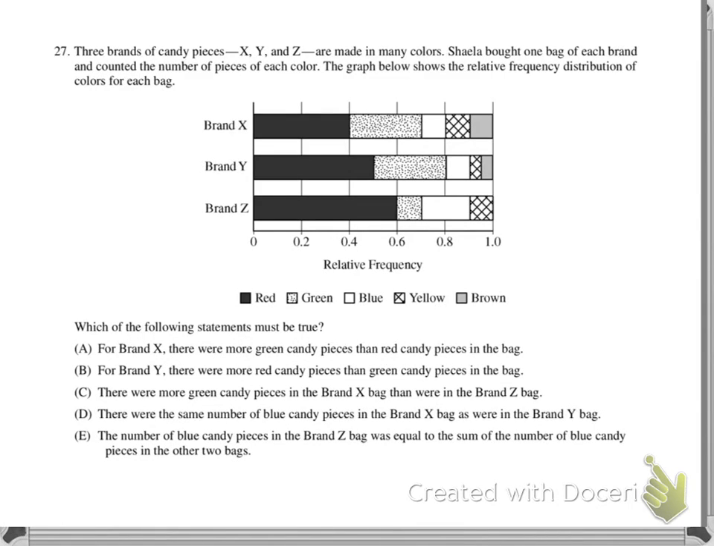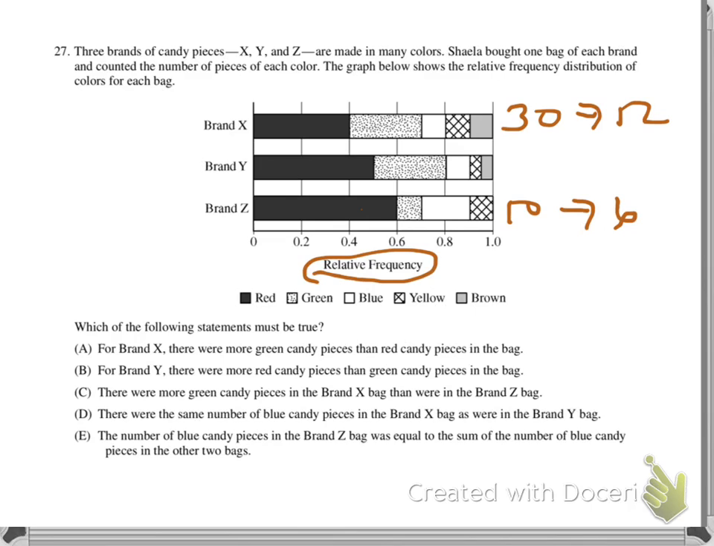Okay, so this is an interesting graph because it makes you believe that Z has more red candies than the other two bags. But you have to be careful, it's relative frequency. So the deal is here that if brand X has 30, but brand Z has 10, then for brand Z, 60% could be 6, but here 40% could be 12. It's relative frequency, it's not the number.